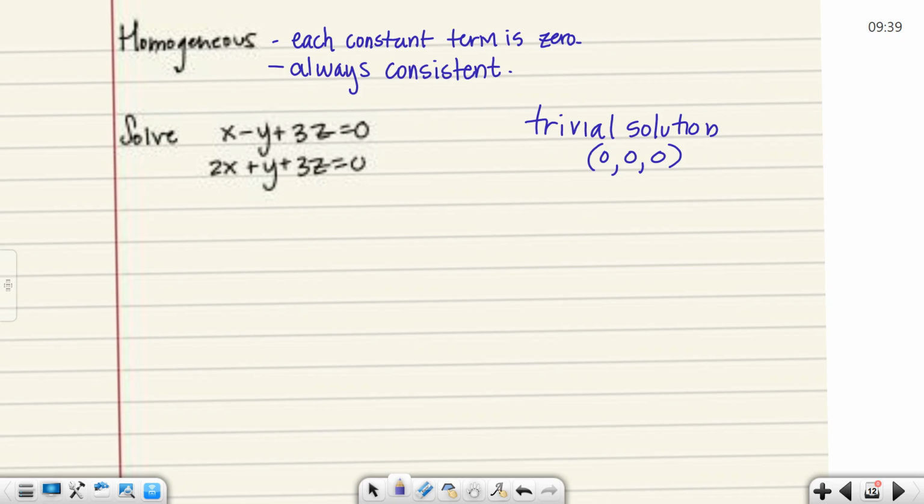Now, sometimes other stuff solves it as well, so there'll be additional solutions, but 0, 0, 0 is always going to solve a homogeneous set, because 0 minus 0 plus 3 times 0 is 0, and 2 times 0 plus 0 plus 3 is also 0. So with that, either it's just going to have one solution that's trivial, or it's going to have infinitely many solutions. That ends up being a huge foundation piece later for us in the semester. I'm going to come back to this slide next Wednesday and talk about it, because it is really important.